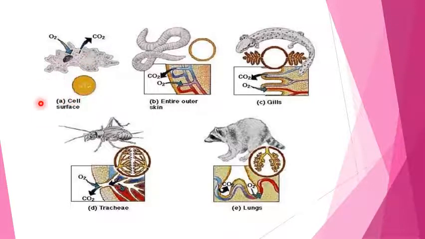The respiratory organ in amoeba is the cell surface, whereas in the earthworm it is the entire outer skin through which the exchange of gases takes place. For the fish, or you can say the aquatic animal, it is the gill. In the cockroach, which is an insect, it is the trachea. And in mammals, it is with the help of the lungs. So we have different respiratory organs depending upon their habitat, and they have common characteristics, and these are.